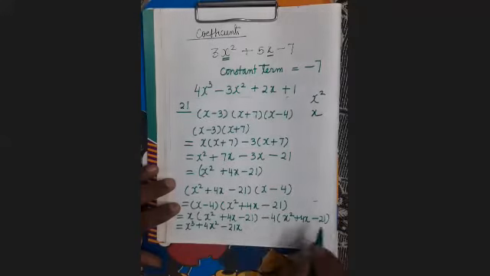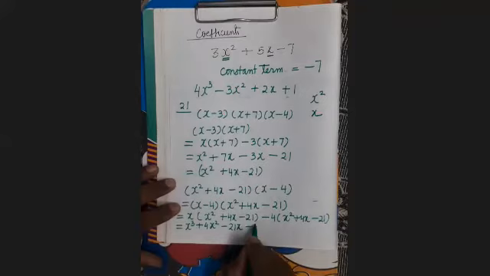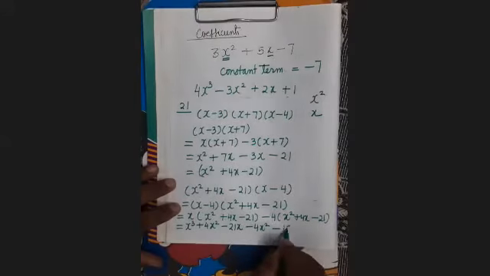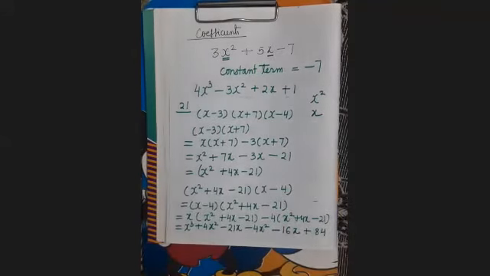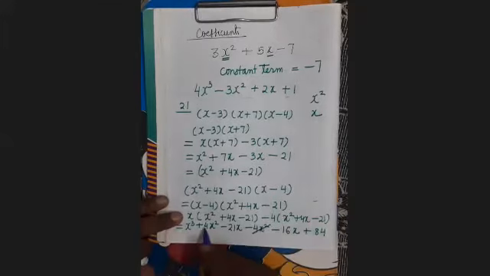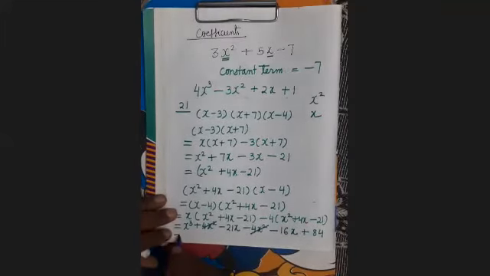Then when you open this bracket, what will you get? Minus 4x square, then minus 16x, and plus 84. So you can see here this and this will be cancelled. What will you get? x cube minus 37x plus 84.